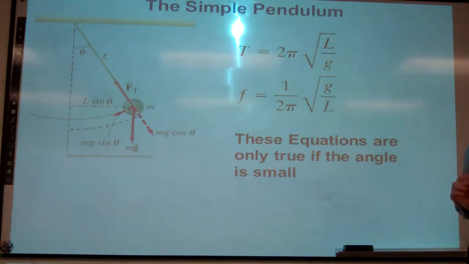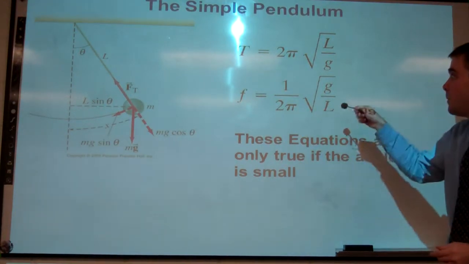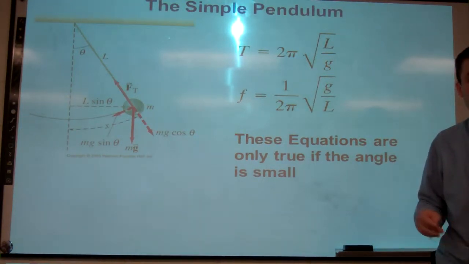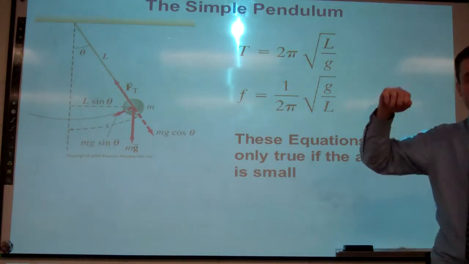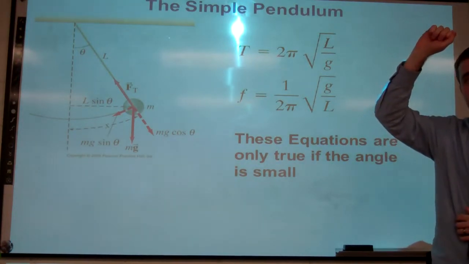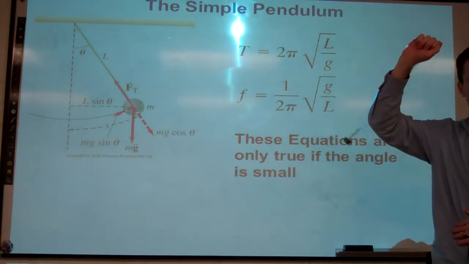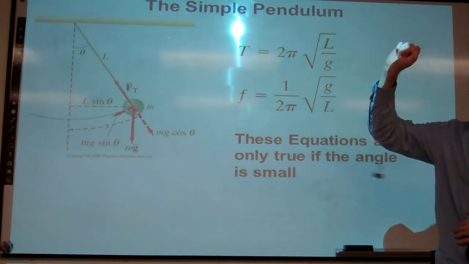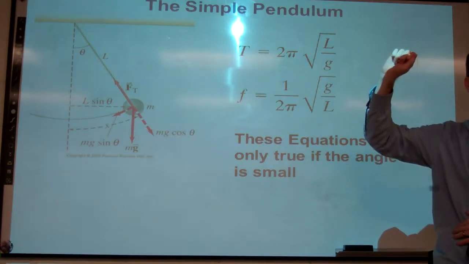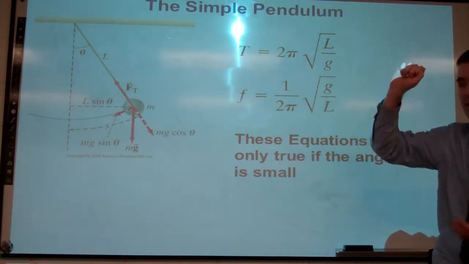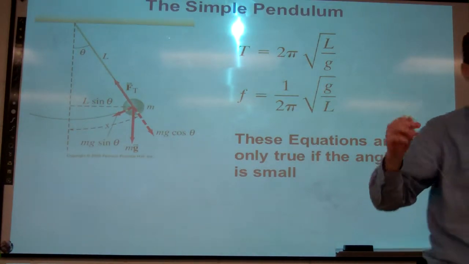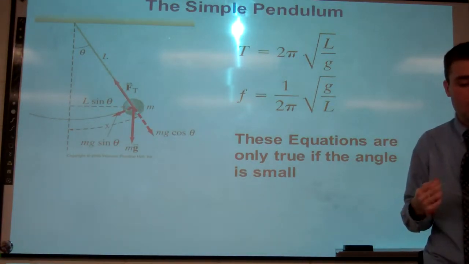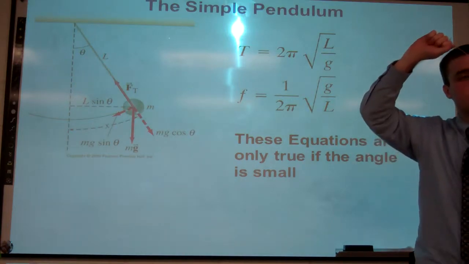Alright, if you look at this equation, what matters for how long it takes to go back and forth? The length of the string. What else matters? Gravity. What is g? 9.8. In this case, we're going to use positive 9.8, otherwise we end up taking the square root of a negative number, and that gets ugly. I mean, we technically should make the length negative, but that doesn't make any sense, so we'll just keep everything positive. What doesn't matter that you might think should?